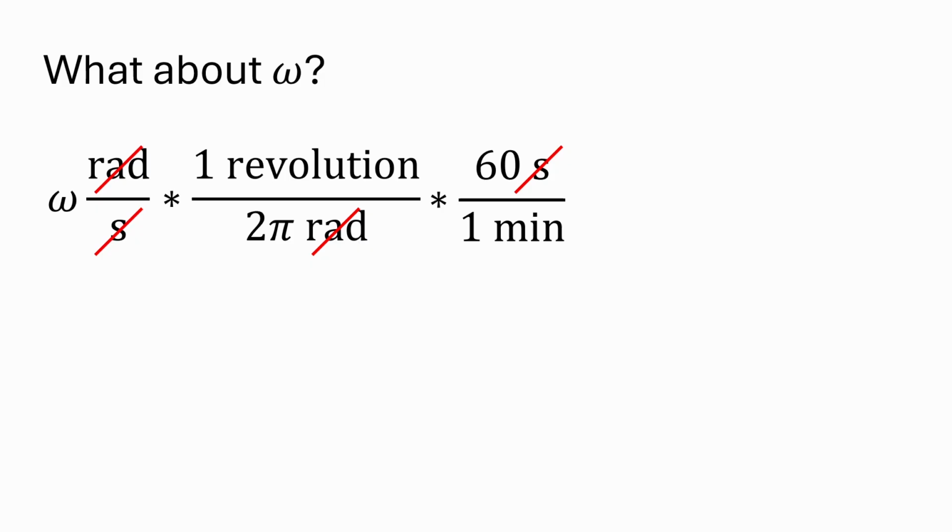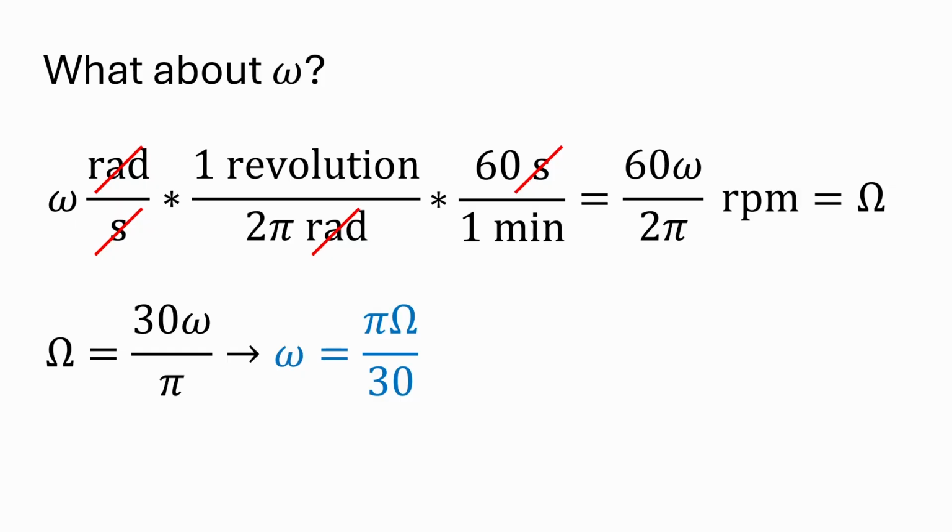So this means that little omega radians per second translates to 60 times little omega over 2 pi revs per minute. And that's going to be equal to our big omega, because we defined big omega to be our engine speed in revs per minute. Simplifying that equation a little bit, we get that big omega is equal to 30 times little omega over pi. I just divided the top and bottom of the fraction by 2. And with that equation, we can say that little omega is equal to pi times big omega over 30.